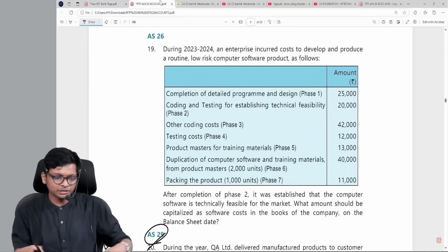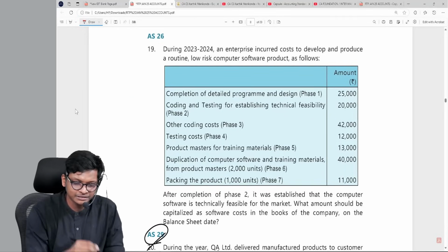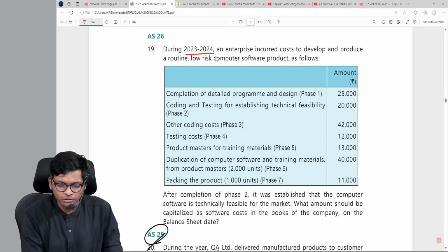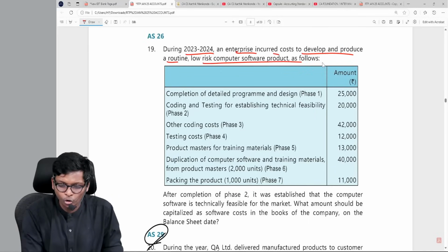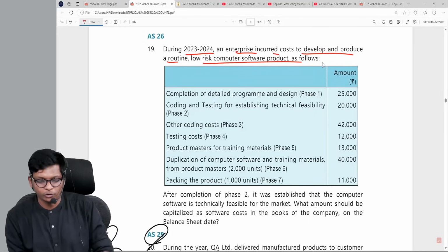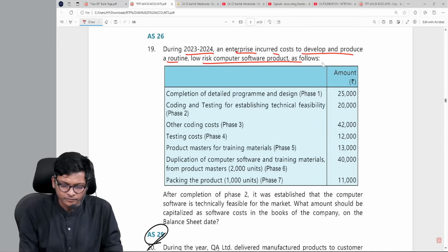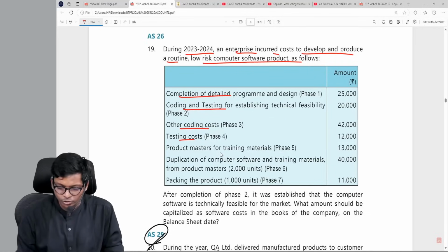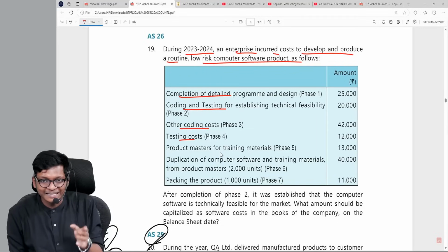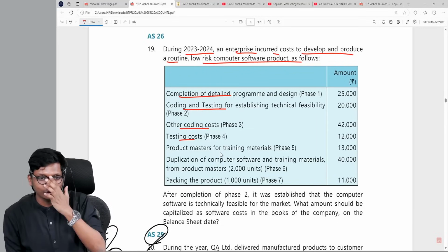Yeah. AS 26. We're just going to go in reverse, guys. AS 26. During 23-24, an enterprise incurred cost to develop and produce a routine low-risk computer product as follows. What they're saying here is there is completion of detailed program design, coding and testing, other costs, testing cost, all of this. Some cost is given. This is a new question added in the new study material. It came in the RTP also. Okay.